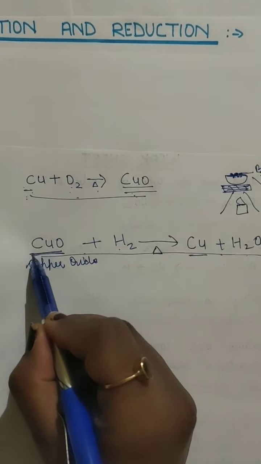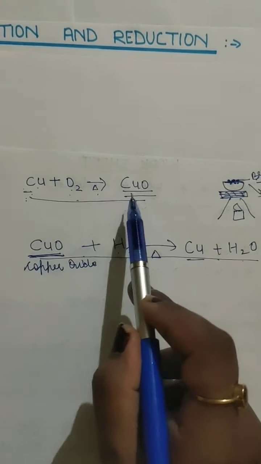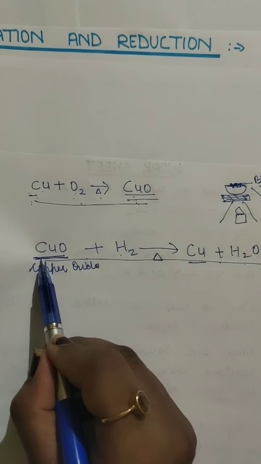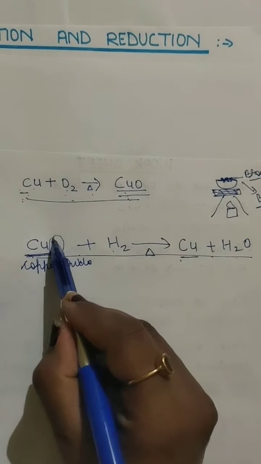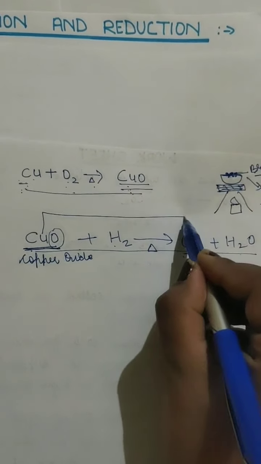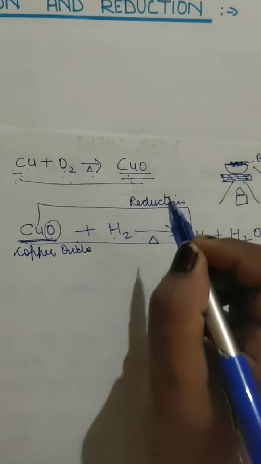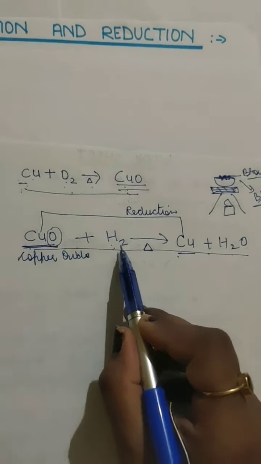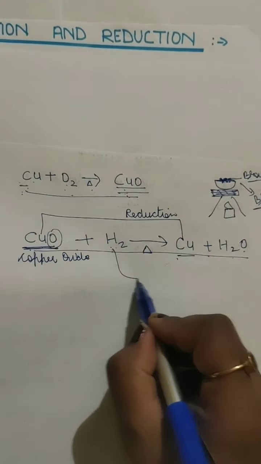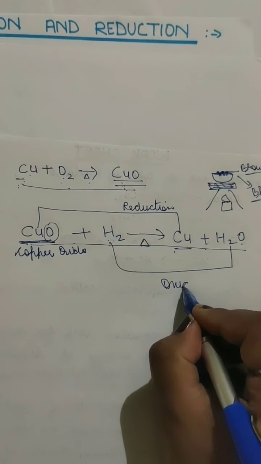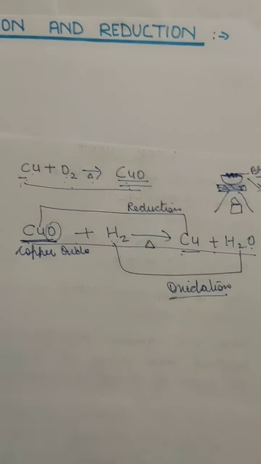Since it is CuO, copper has already been oxidized to CuO. So this is copper oxide, and this copper oxide is converted into Cu. That means there is removal of the oxygen, so it is a reduction reaction. And in this is hydrogen, and we are seeing that oxygen is getting added to this hydrogen. So this is an oxidation reaction, because addition of oxygen is called an oxidation reaction.